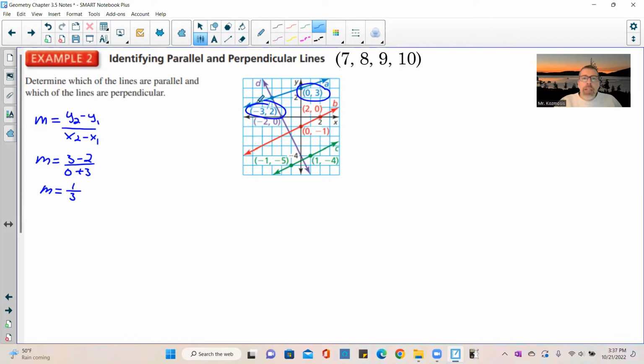And does your answer make sense? Does it go up 1/3? And sure enough, yes, it does. And it's going up, it's positive. So the slope of the blue line is 1/3.